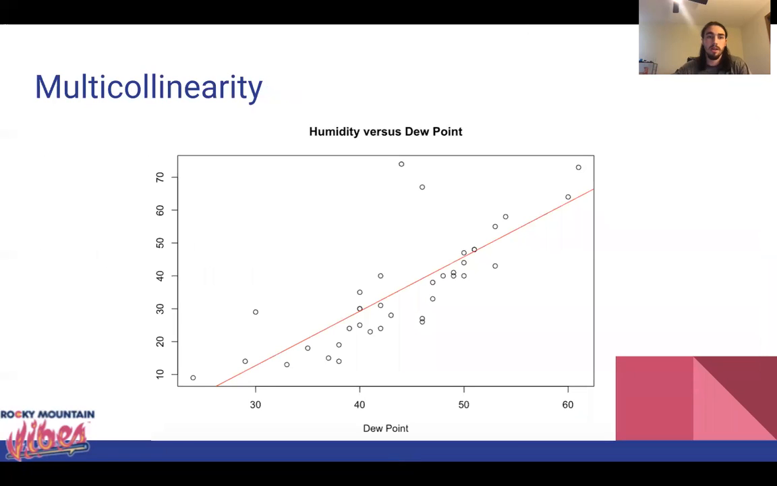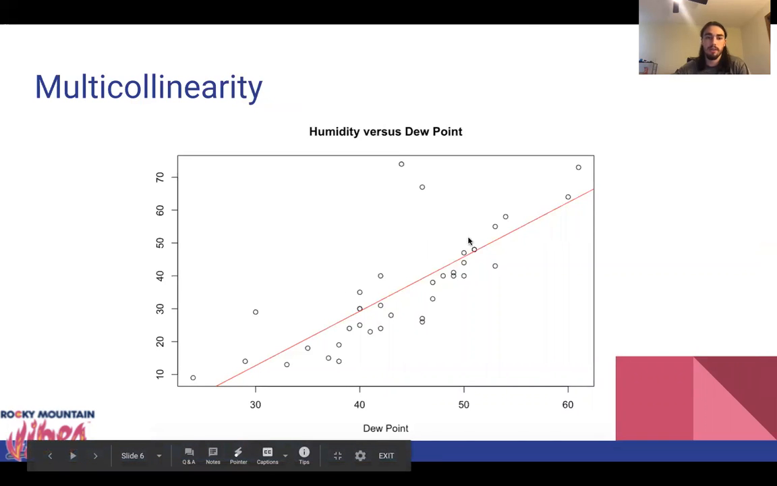Moving into some of the tests we did to determine multicollinearity. In our first model for game information, there was no multicollinearity, but we did have some for the weather between humidity, dew point, and temperature. This shows the humidity and dew point. There's a pretty linear relationship between the two, and temperature also.